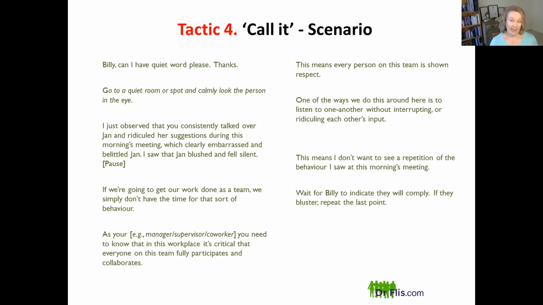If we're going to get our work done here as a team, we simply don't have time for that sort of behaviour. As your manager, you need to know that in this workplace, it's critical that everyone in this team can fully participate and collaborate with each other. That means everyone in this team is shown respect. One of the ways that we do this around here is that we listen to each other without interrupting or ridiculing each other's input. This means I don't want to see a repetition of the behaviour I saw at this morning's meeting. So then you wait for Billy to indicate that they'll comply, and they may bluster. And if they bluster, just repeat the last point.